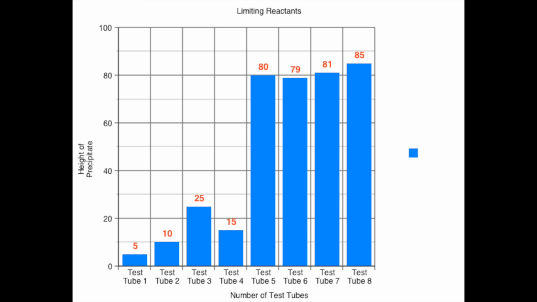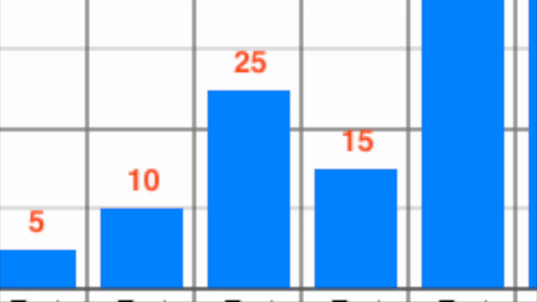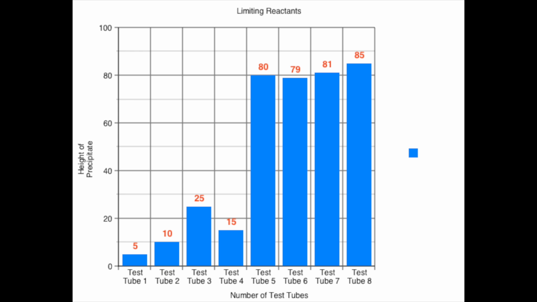In test tube 4, we had an error. Instead of increasing, it decreased. We believe that this was due to human error. Before, we had added too much distilled water to the test tube and had to dump it out and refill it. This may have caused the error.